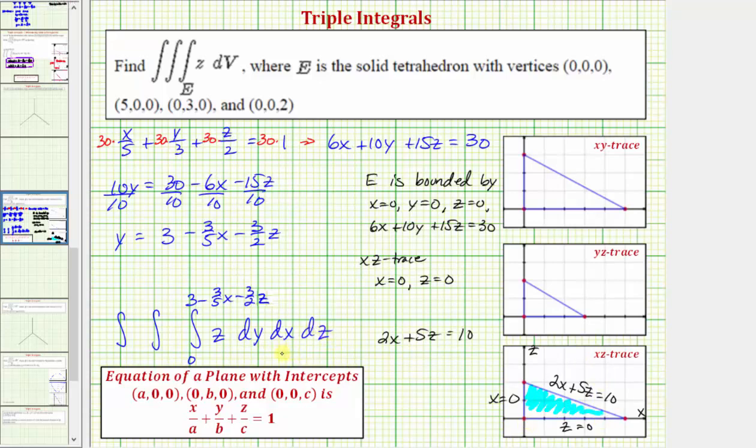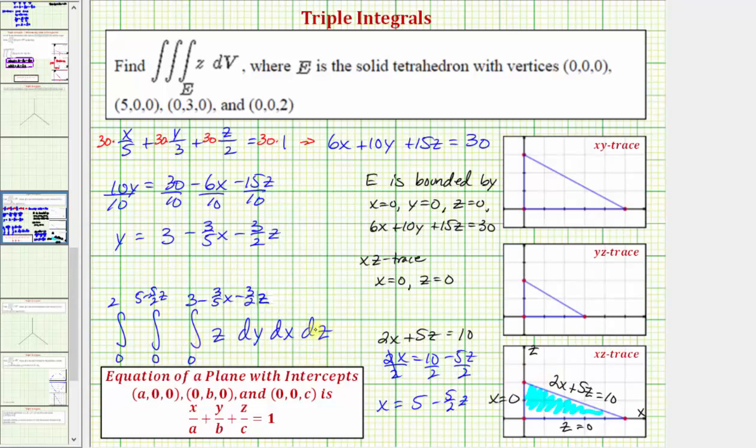So looking at the limits of integration for x, this area is bounded by this vertical line x equals 0. So 0 is the lower limit of integration for x. And the upper limit of integration for x is going to be this line here, which we have to solve for x. So we'll subtract 5z and then divide by 2. So solving for x, we would have 2x equals 10 minus 5z. Dividing everything by 2, we get x equals 5 minus 5 halves z, which is the upper limit of integration for x. And then for the limits of integration for z, we'll just have constants. z is from z equals 0 to this point here where z equals 2.